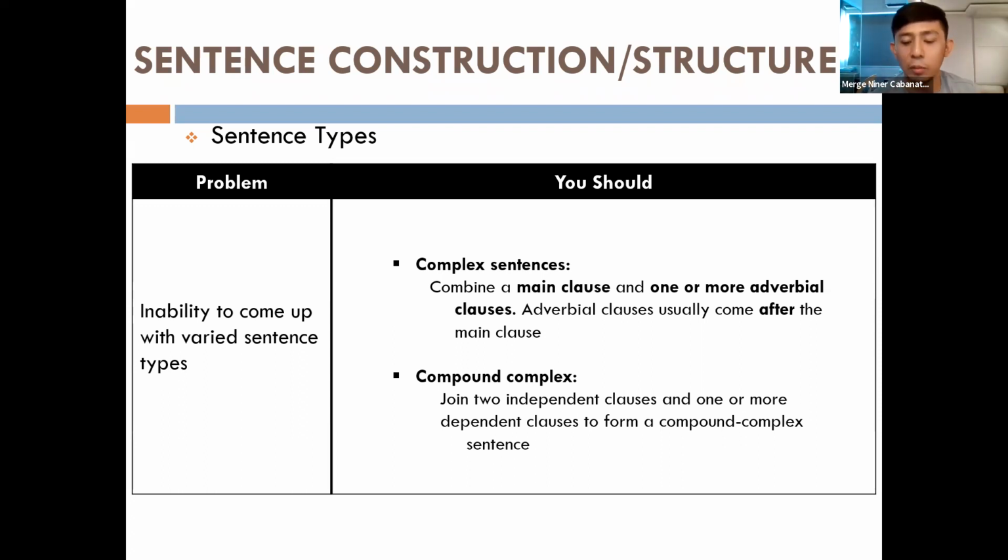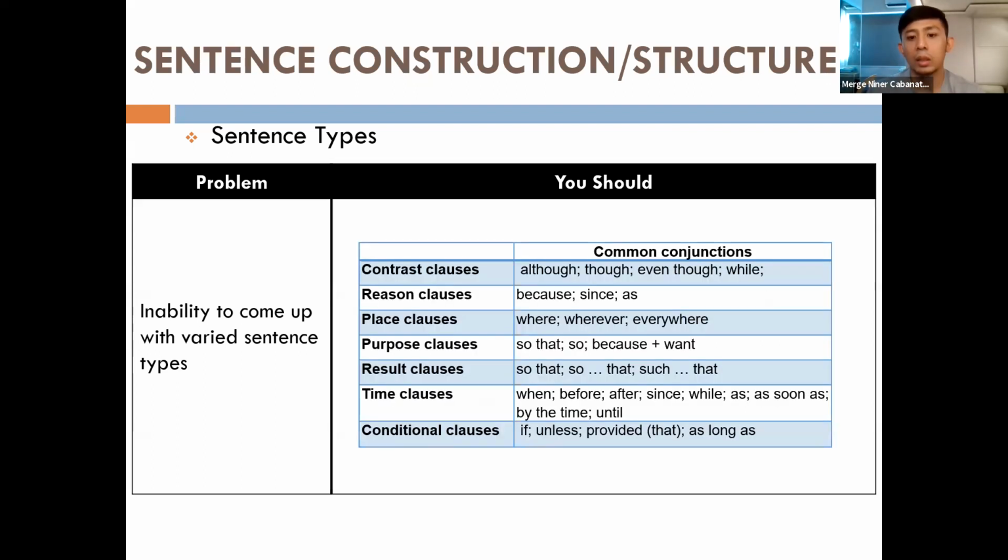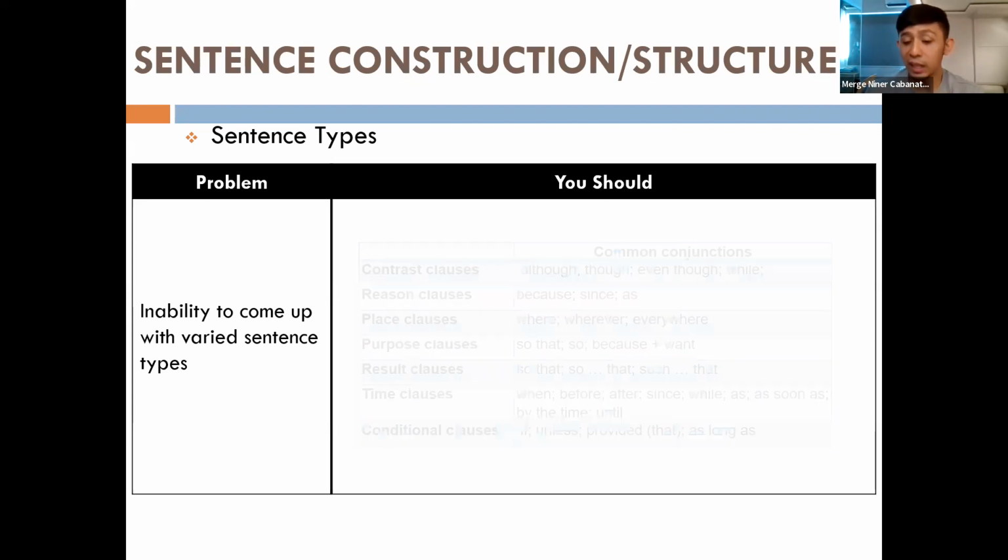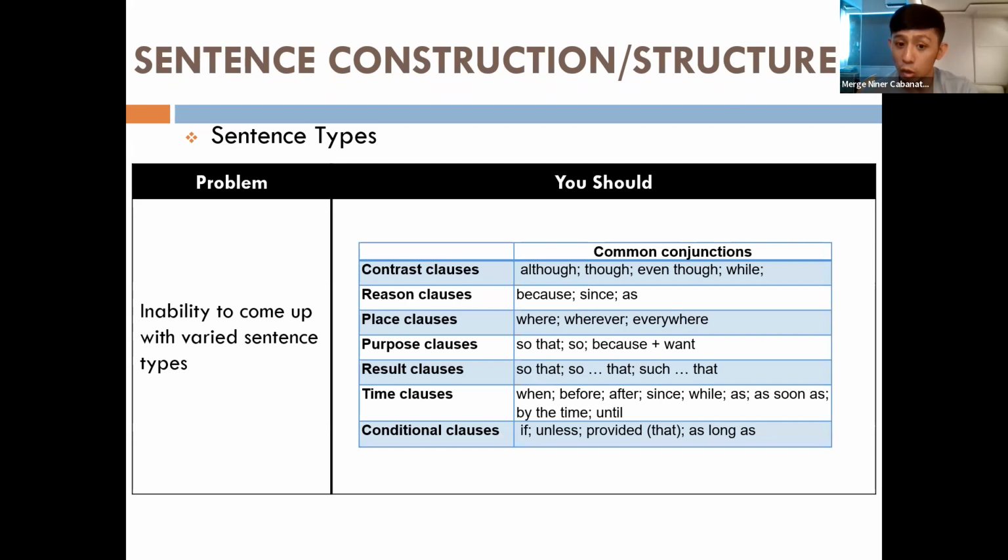Di ba? And then we have the compound complex na mag-fuse ka at minimum 2 independent clauses, isang compound sentence plus magdadagdag ka pa ng dependent clause. So, ito yung mga common conjunctions na nilalagay natin para maging dependent clause.